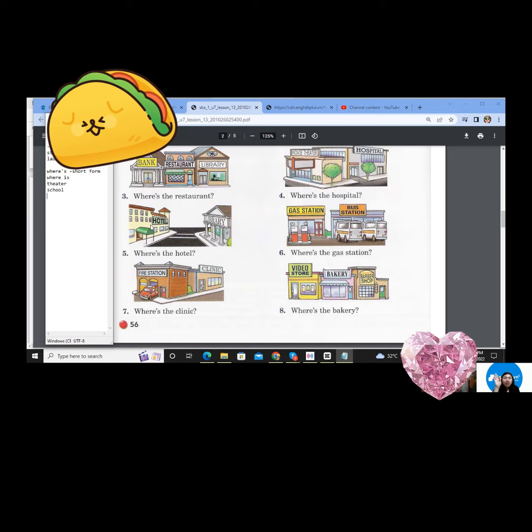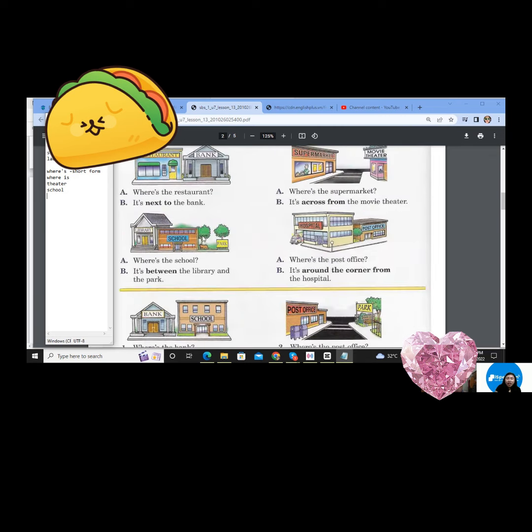The hotel is in between. The hotel is across from. Where's the hotel? A, next to. B, in between. C, across from. The hotel is next to. Are you sure? Between. No, it's not.